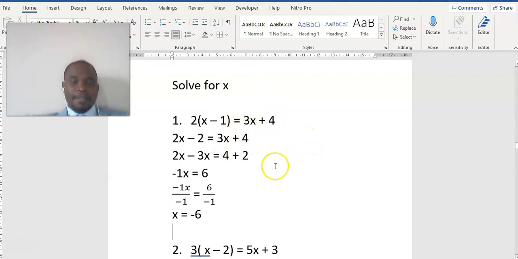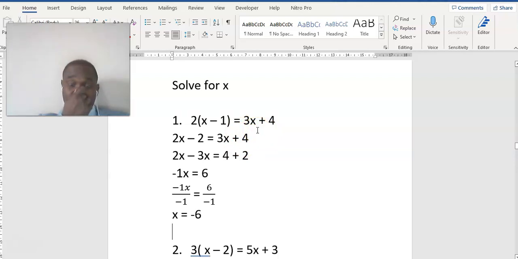It's so easy. Remember, we have learned how to expand, how to remove the brackets. So we'll apply that knowledge here. Alright. So here we have 2 times x, which gives us 2x. 2 times minus 1, which is going to give us minus 2, which is equal to 3x plus 4.